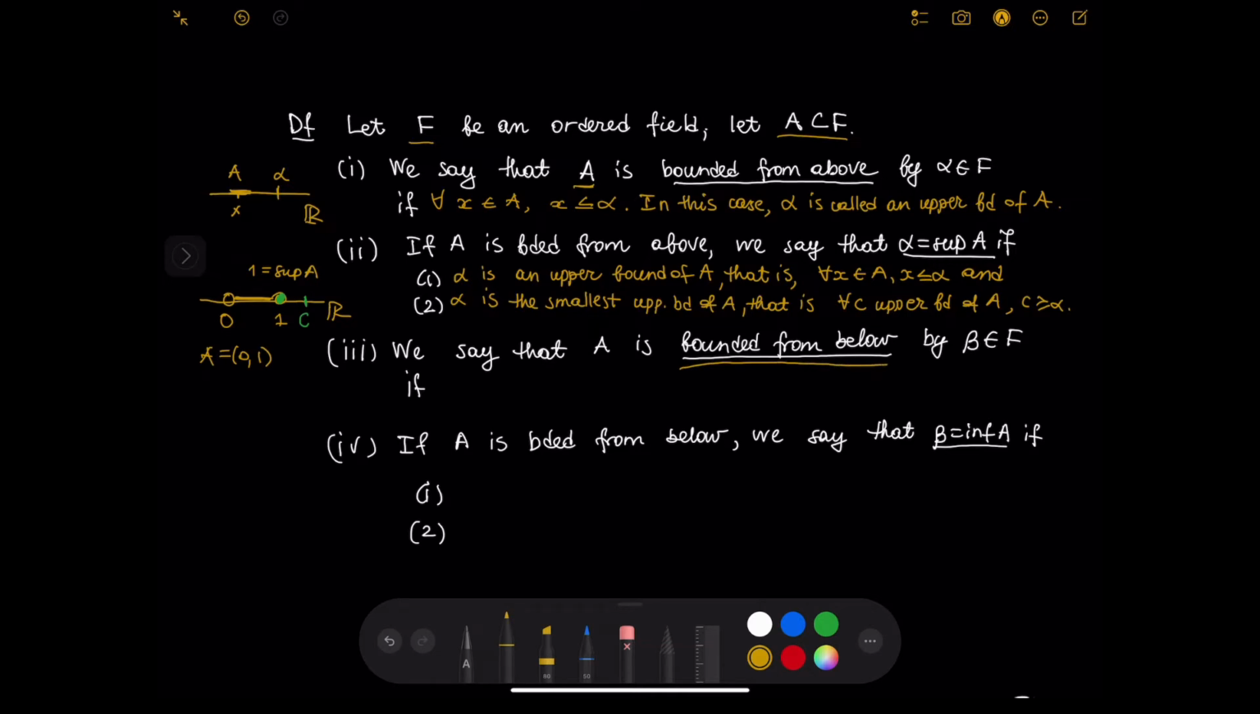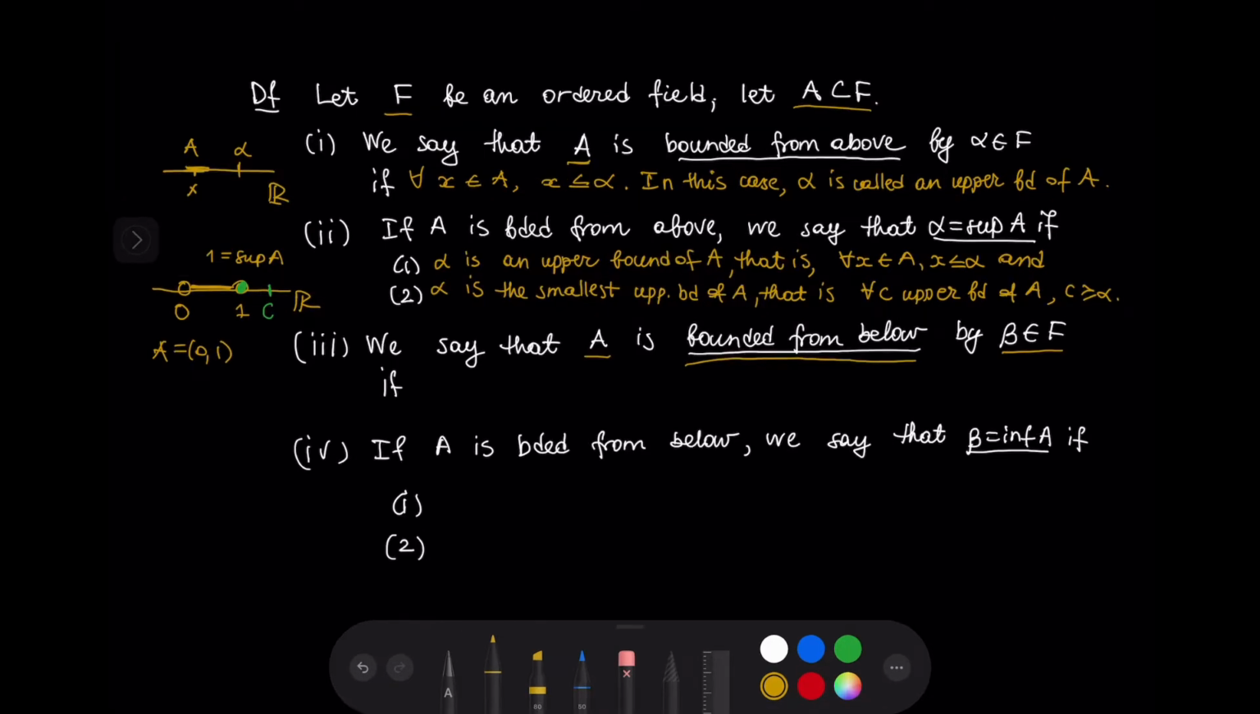Now let us discuss what it means that a set is bounded from below. And I encourage you to think about what that means by analogy from the definition of the set bounded from above. So we say that the set A is bounded from below by an element beta in F if for every x in A, x is greater than or equal to beta. So in this case, beta is called a lower bound of A.